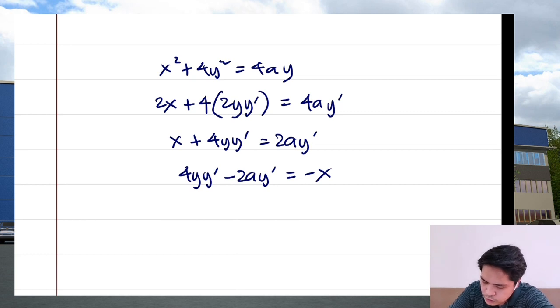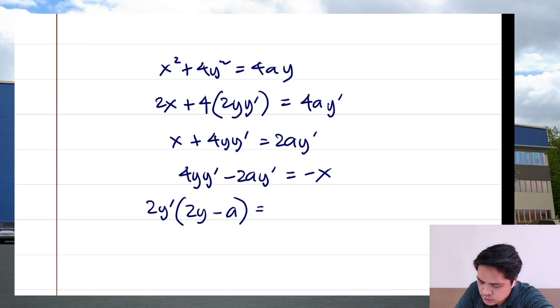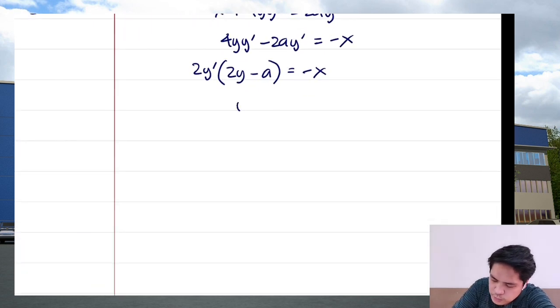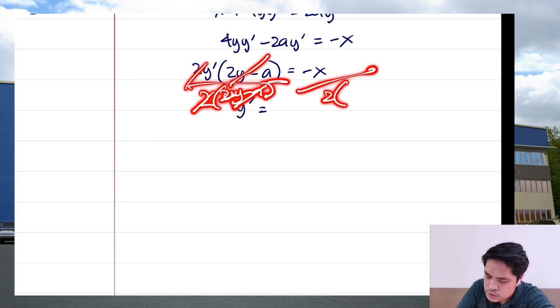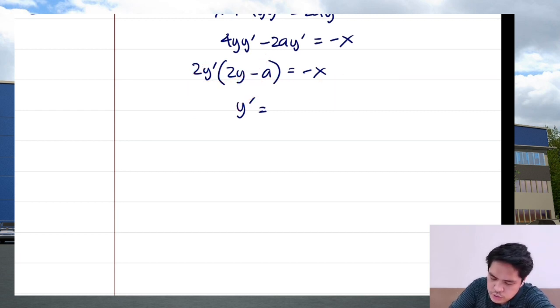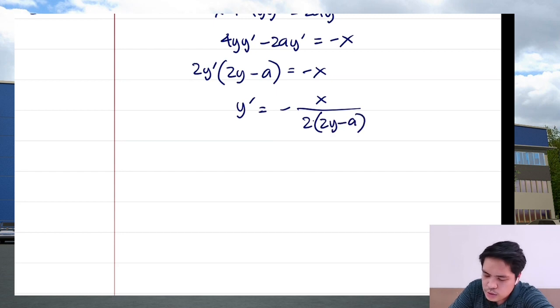Oh no, we could factor out 2y prime here. That's a common term. So you have 2y prime. So yung may iwan dito is just 2y. Then dito may iwan is yung minus a. Yung minus a. That is equal to negative x. Then solving for y prime, you divide both terms by 2 times 2y minus a para makancel this out. Then that's 2 times 2y minus a. So that would be negative x over 2 times 2y minus a. So this is our answer.